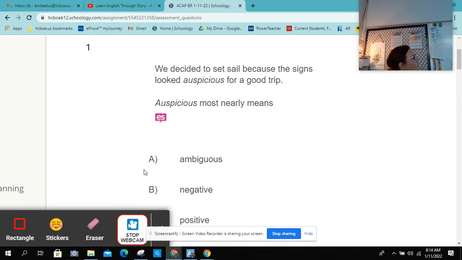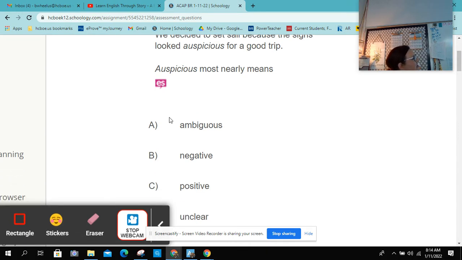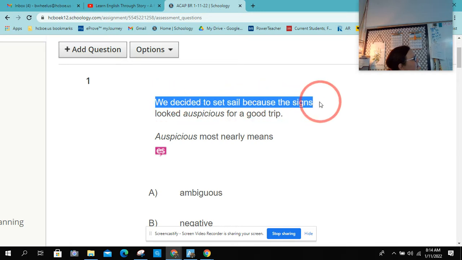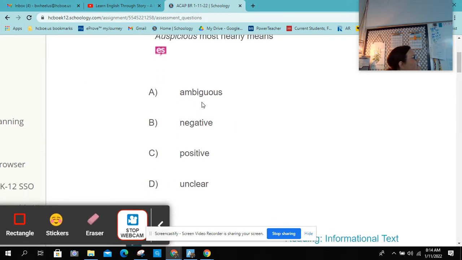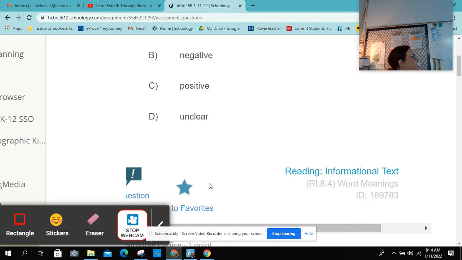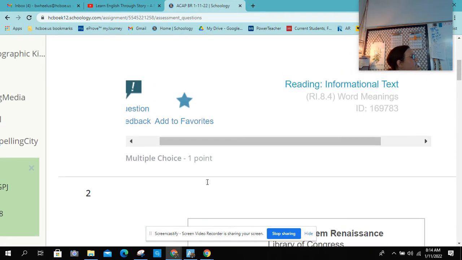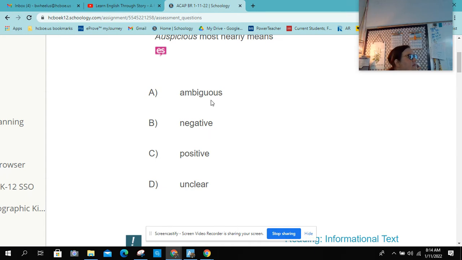We decided to set sail because the signs look auspicious for a good trip. You have to read the sentence and use context clues. They did set sail. Okay, so being they set sail, that means the conditions have to be what? Ambiguous, negative, positive, or unclear. Ambiguous means not clear, unclear. Okay?